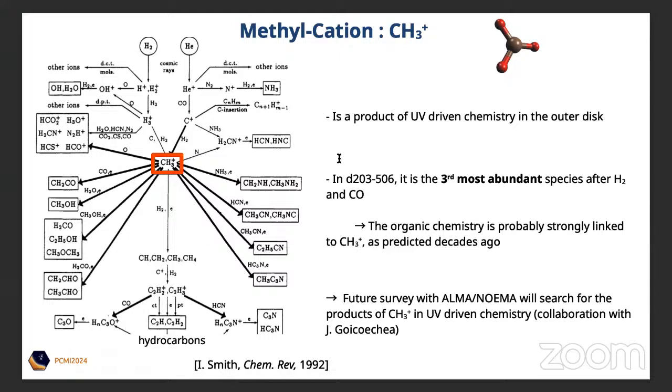So what we learned about this object is that CH3+ is a product of UV-driven chemistry in the outer disk. And in d203-504, it is the third most abundant species after H2 and CO, meaning the organic chemistry is probably strongly linked with CH3+, as predicted decades ago. So the future surveys with ALMA and NOEMA will also search for products of this CH3+ in UV-driven chemistry.